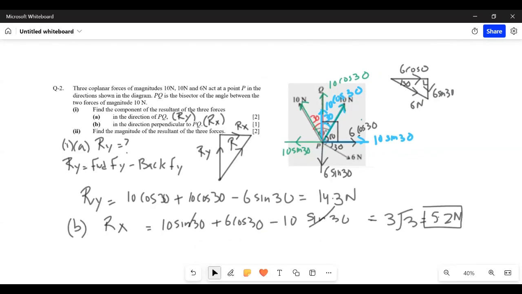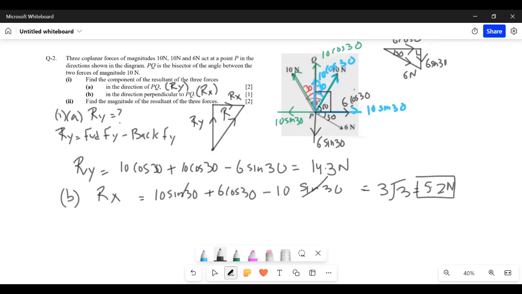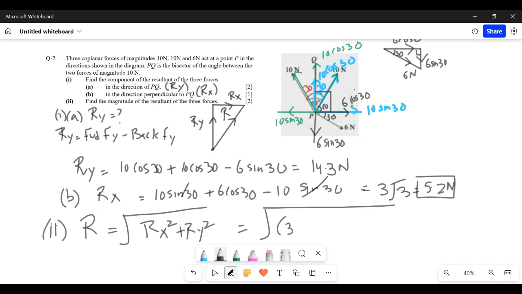Last part is to find the magnitude of the resultant of the three forces. For part 2, we have to find R, and we already have Rx and Ry, so that makes our job very easy now. You have to apply Pythagoras theorem. So Rx, I'm going to use 3 under root 3 because that's the exact answer, squared, plus 14.3 squared. If you have the unrounded answer, that would be great. You square that, take the square root, and you get 15.2 newtons.